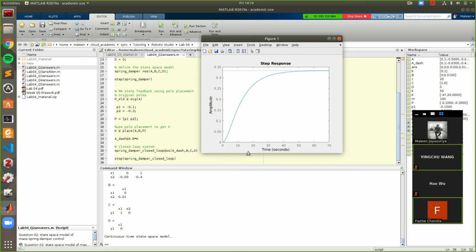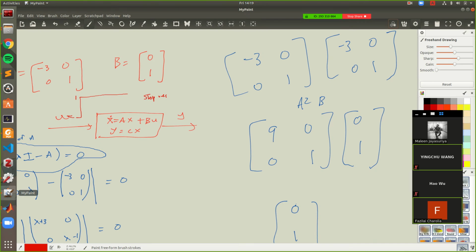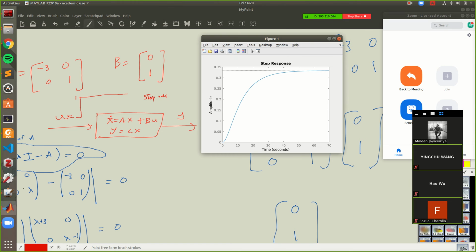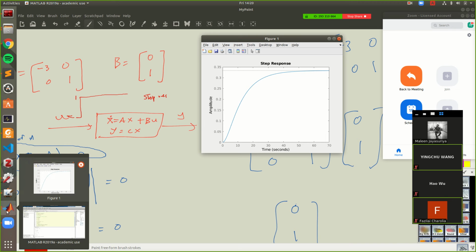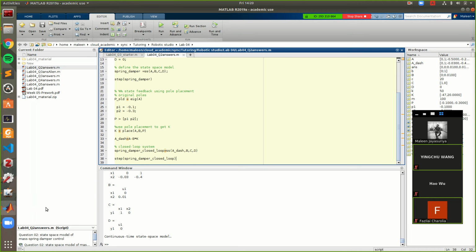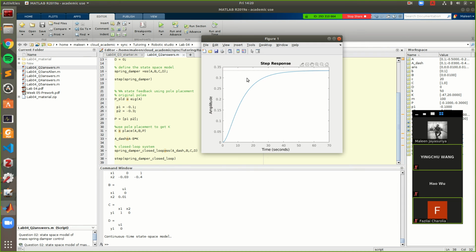remember it's a step response, right? So you're constantly giving it a force. So the error between the input and the output will now exponentially decay, and as a result, instead of going all over the place, it will now come to a stable response, right?